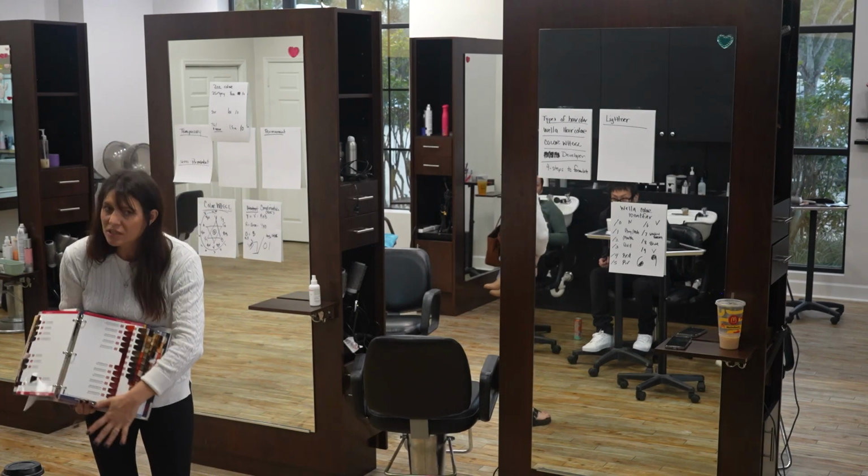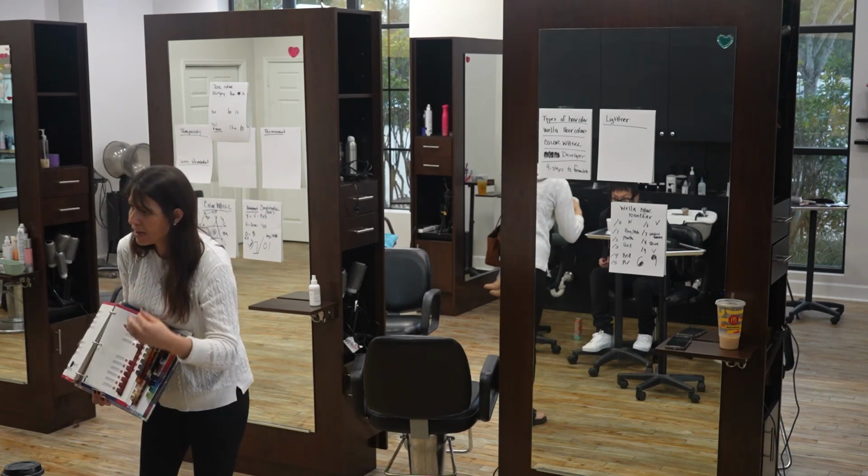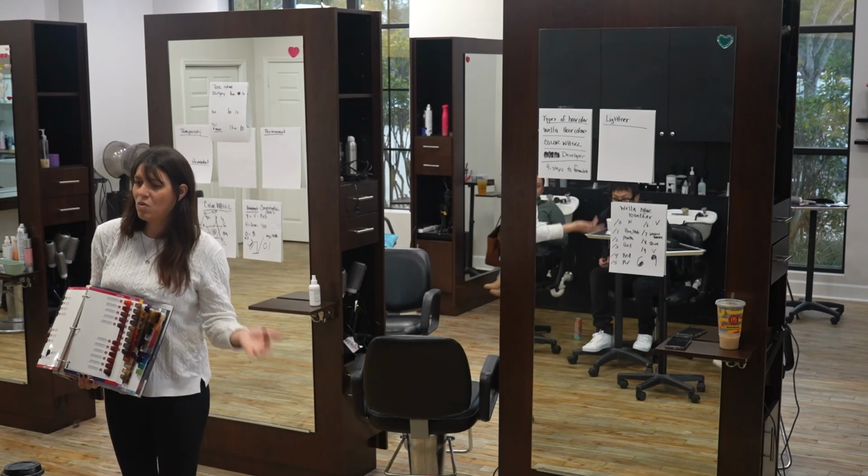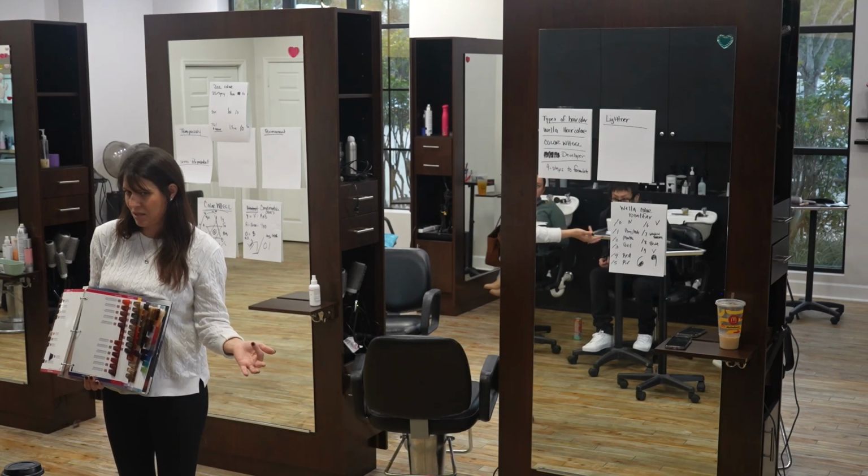So now that you're starting to understand these things, looking at every formula is going to help you understand what's going in the bowl and why it's being chosen. Does that make sense?